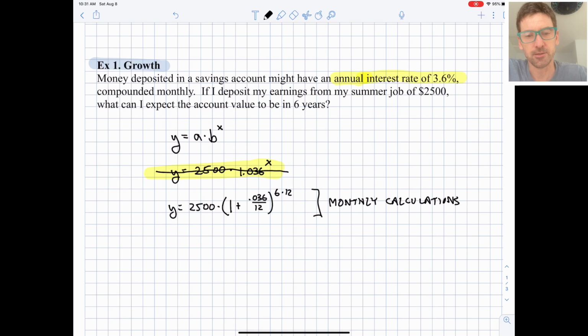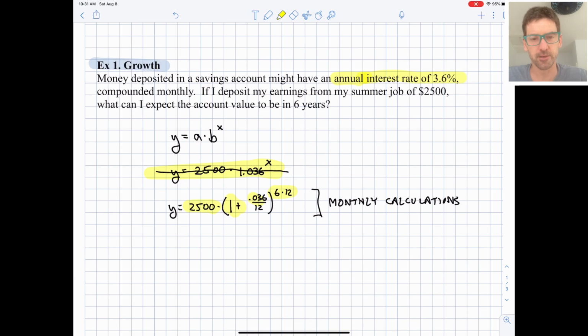All right, so just to be super clear, this represents our monthly interest rate. We need to add it on to our base value of 1. This represents how many months are going by, 72 months over 6 years. And this represents our initial starting value. So we can just plug this into a calculator and do it.